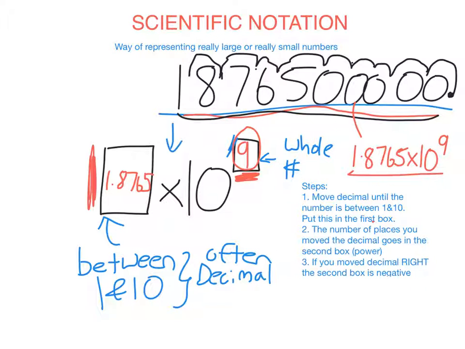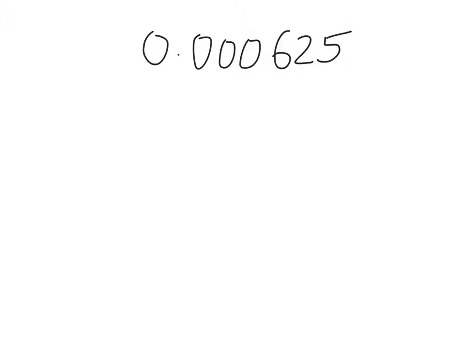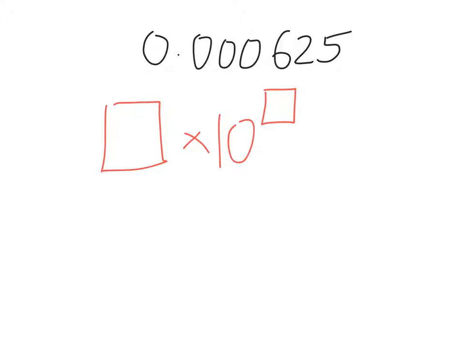Okay, let's look at another example, this time with a really small number. So let's look at the number here, 0.000625, very small number, very close to 0. So same thing, I want to write this as something times 10 to the power of something. So I move my decimal point until I get a number between 1 and 10. If I move it 1, 2, 3, 4 spots, I now get a number between 1 and 10, 6.25. So that goes in the first box.